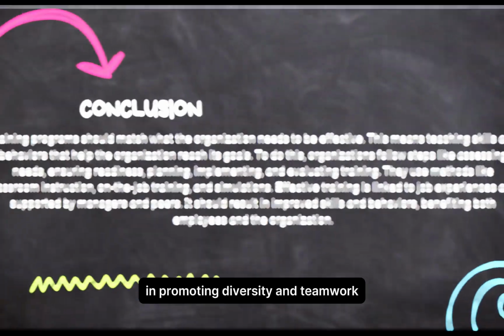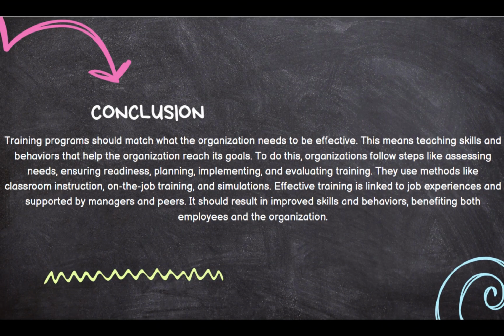Conclusion: training programs should match what the organization needs to be effective. This means teaching skills and behaviors that help the organization reach its goals. To do this, organizations follow steps like assessing needs, ensuring readiness, planning, implementing, and evaluating training. They use methods like classroom instruction, on-the-job training, and simulation. Effective training is linked to job experience and supported by managers and peers. It should result in improved skill and behavior, benefiting both employees and the organization.